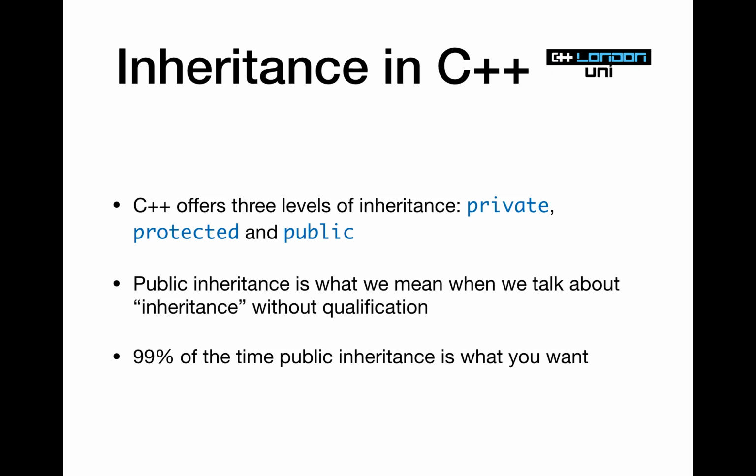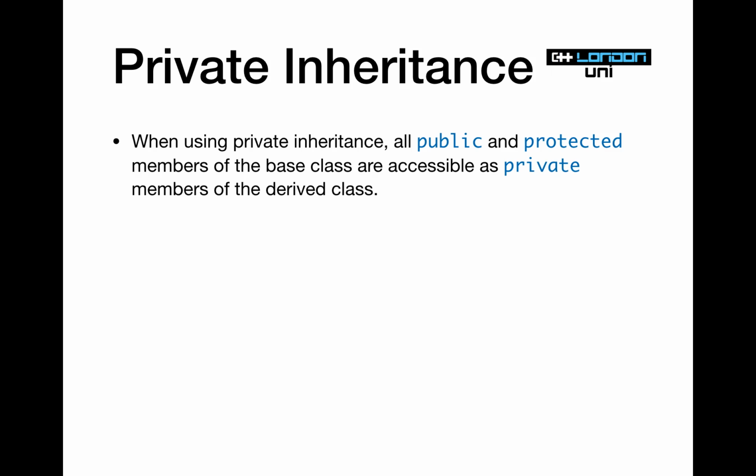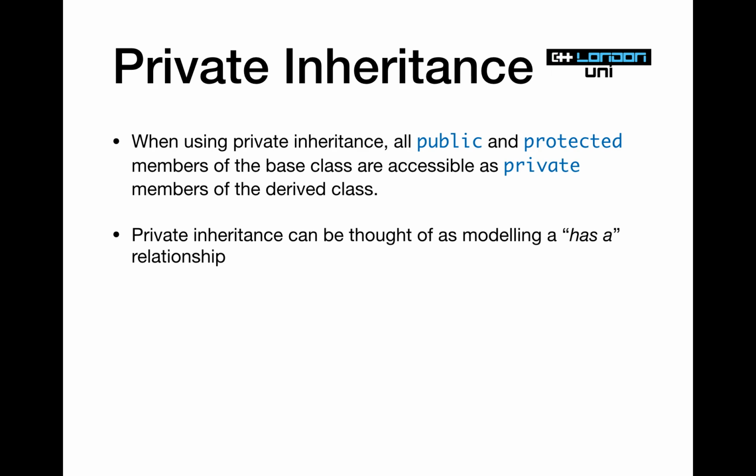So, just to very briefly tell you what private inheritance means. It means, from a technical sense, that all the public and protected members of our base class get put in our private section. So only our member functions can access those public and protected members of the base class. And in a sense, this can mean that our derived class has a copy of the base.